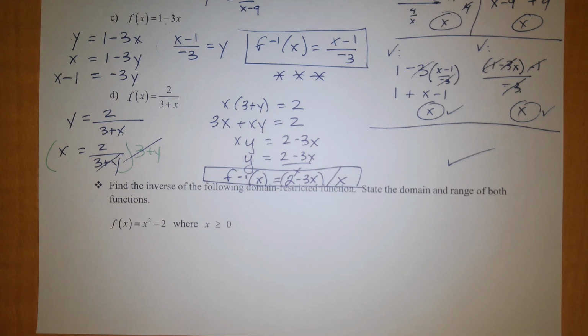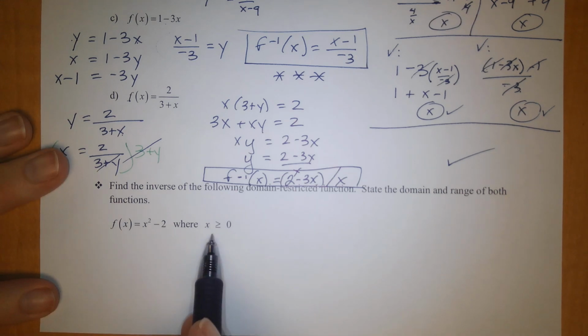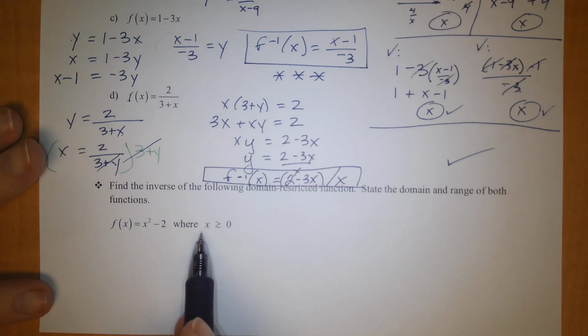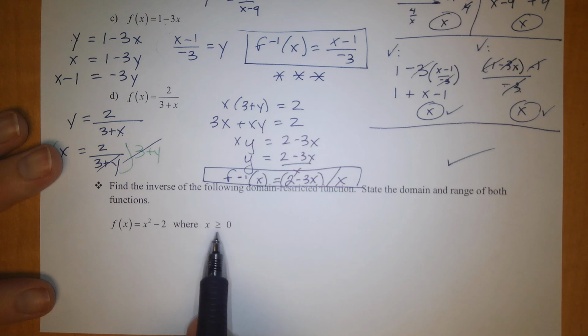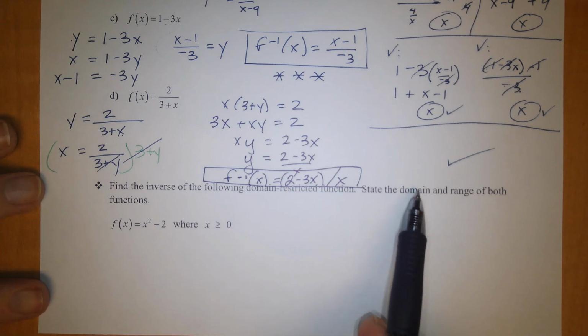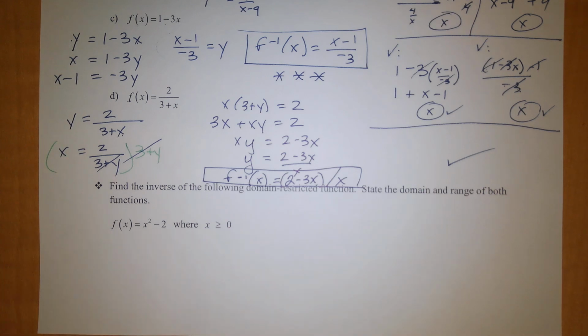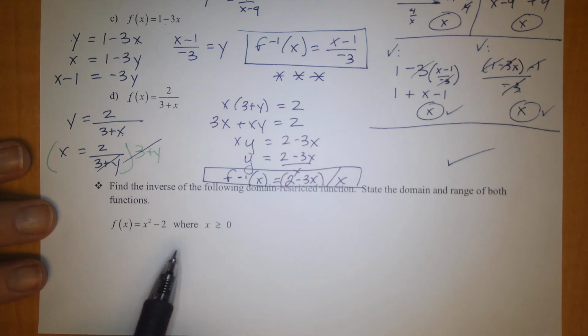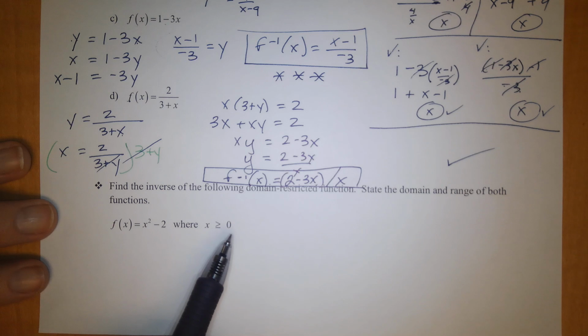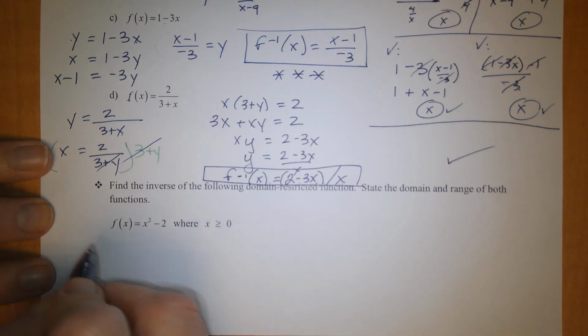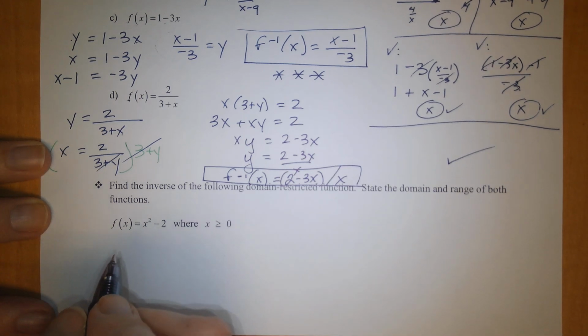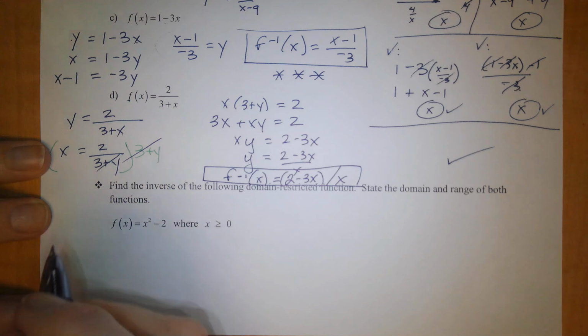For the last problem, it asks us to find the inverse of the following domain restricted function. So I have a domain restriction saying that x in the domain has to be greater than or equal to 0. And then state the domain and the range of both functions. So we've got a function here that f of x is equal to x squared minus 2, but x has to be greater than or equal to 0. So the first thing we're going to do is find the inverse first.